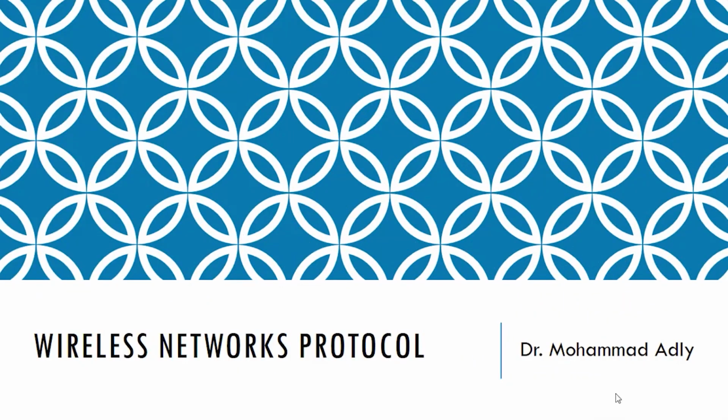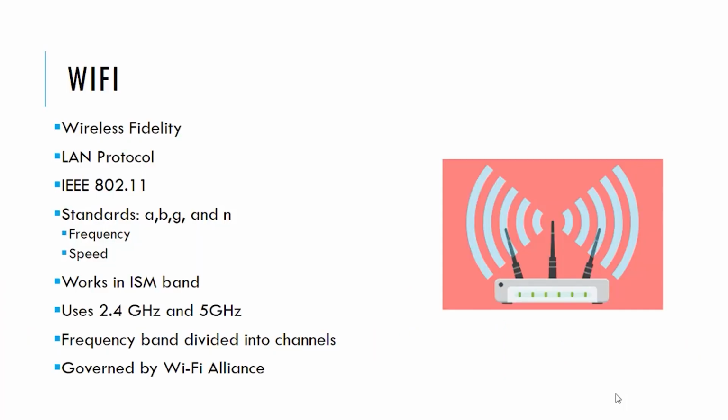Now let's talk about the wireless networks protocol, the Wi-Fi. Wi-Fi stands for wireless fidelity. It's a LAN protocol. It is used to connect devices in a limited geographical area wirelessly. It has the standard of 802.11 from the IEEE. We have several standards for the Wi-Fi. A, B, G, and N are the names of these standards. They differ in the frequency used and the speed achieved for the wireless communication.